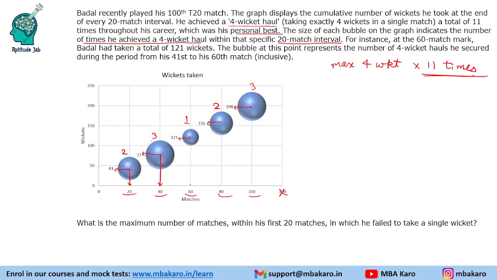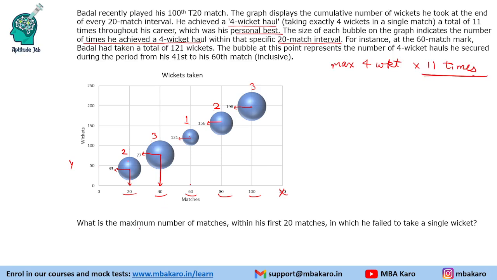So whenever you read a bubble chart, it is a three-dimensional thing. One thing on the x-axis, one thing on the y-axis, and the third, the z-axis, is the size of the bubble. So the size of the bubble we have figured out. We know the number of wickets taken and the number of matches also. Now we will answer these questions.